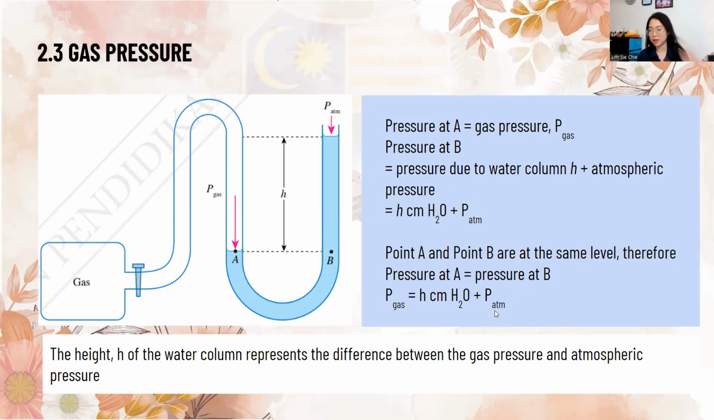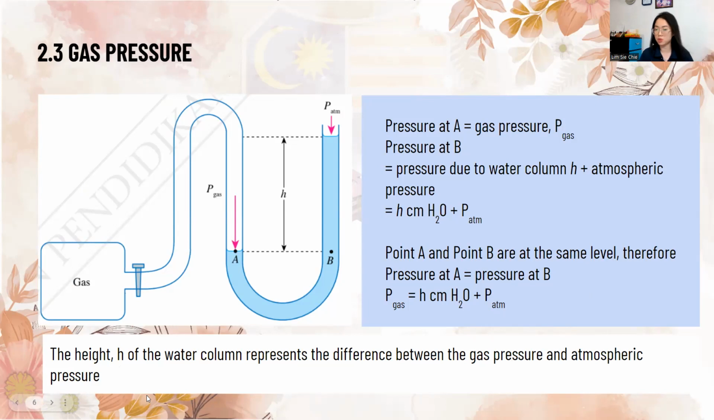Now, you remember in the last class when you learned about atmospheric pressure, you learned a few units. First one, the Pascal, and then millimeter mercury, millimeter water, and also millibar. Here, I'm using water in my manometer. That's why I'm using the unit of centimeter water. Please remember this atmospheric pressure is in centimeter water. Now I move on. The height of the water column represents the difference between the gas pressure and atmospheric pressure.